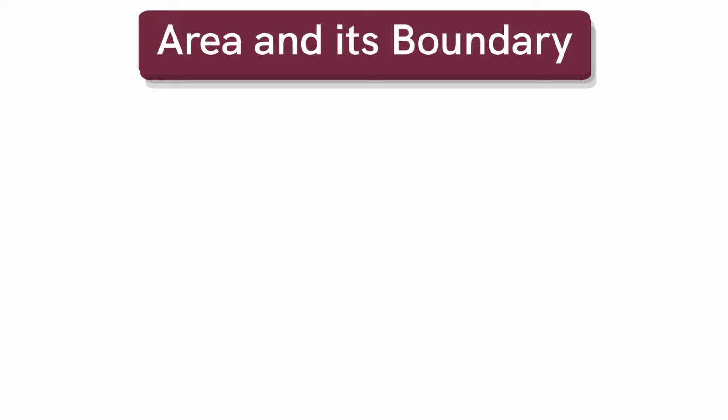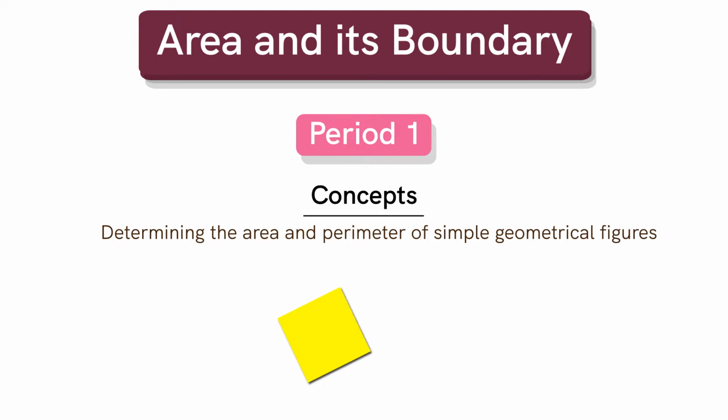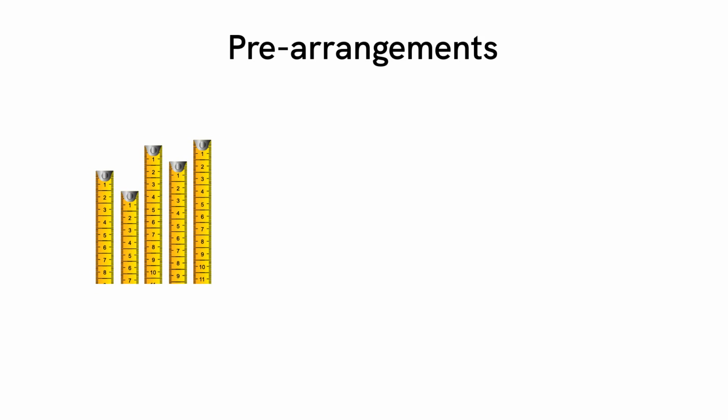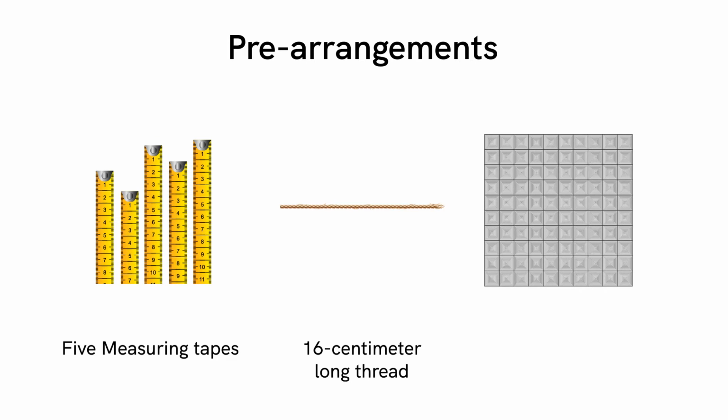Welcome to Period 2. In Period 1 of the lesson, we guided the students to determine the area and perimeter by asking them to use the cutouts of small squares. Now, to begin with Period 2, we need to make the following arrangements in the classroom. We will need 5 measuring tapes in centimeters, a 16 centimeter long thread, and a 10 by 10 grid.